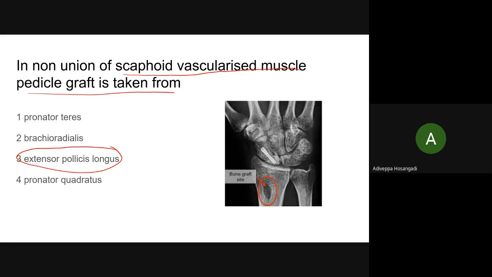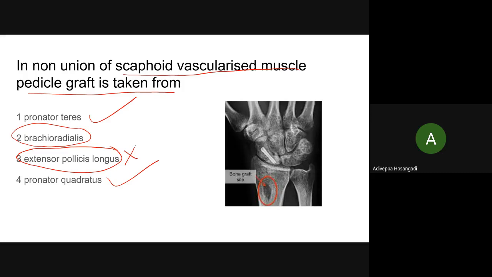Okay, I'll tell you why. Extensor pollicis longus is a tendon. We want a muscle belly which is vascularized. Don't go for the tendon. With that logic, the brachioradialis also fails. A tendon is an avascular structure. We want a vascular structure. The muscle belly is more vascular, so it is either pronator teres or pronator quadratus.